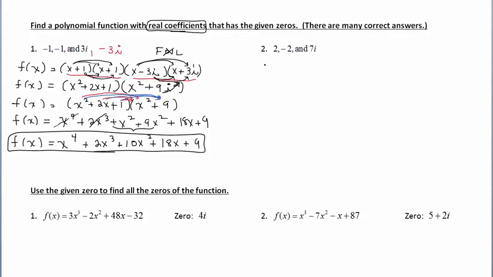Example 2. Same objective. If I have a 0 of 7i, then I have to have a 0 of -7i. So first look for any missing conjugate pairs of the imaginary zeros, include them, and then build your linear factors. 2 comes from the factor of x minus 2. -2, that 0 will come from the factor of x plus 2. And then the two remaining imaginary factors.